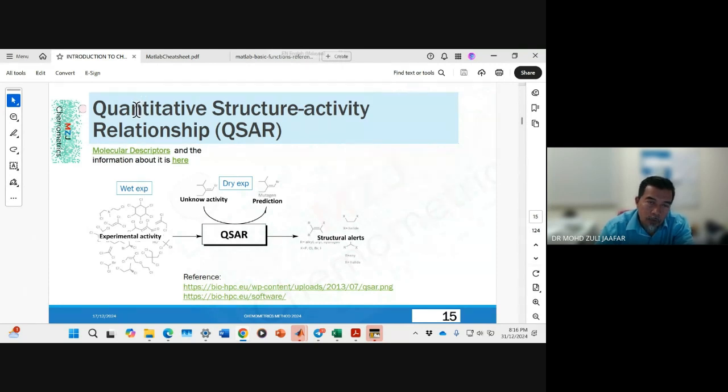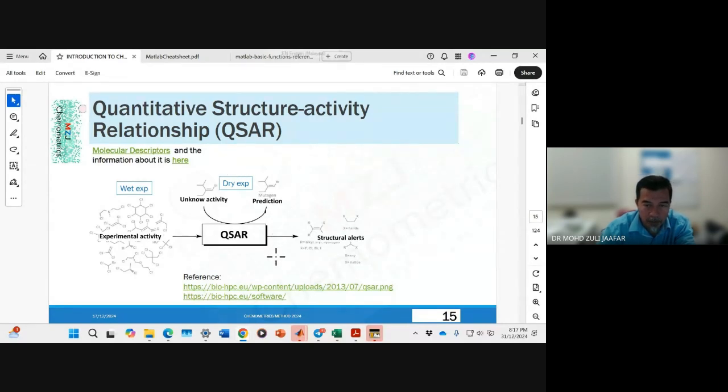Okay. If you want to do your master's project without going to wet experiment, you can do this QSAR. You can Google QSAR. You can get the experimental activity from wet experiment, and you can do a dry experiment to develop the prediction of molecular activity. I give you the reference here, and you can search a large number of software or the papers that I provided in this slide.